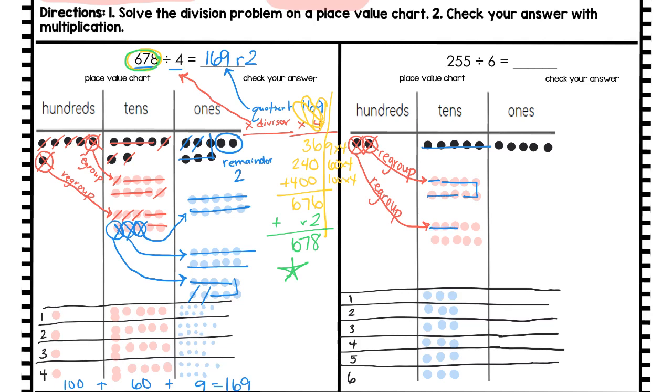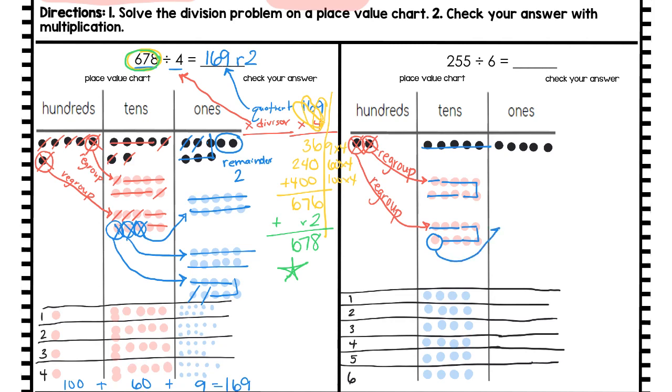Let's count how many I have left. 1, 2, 3, 4, 5, 6, 7. So I have enough to put 1 more in each group. And then I'm crossing out 6 more. 1, 2, 3, 4, 5, 6. I have 1 ten left. What do I have to do with that 10?